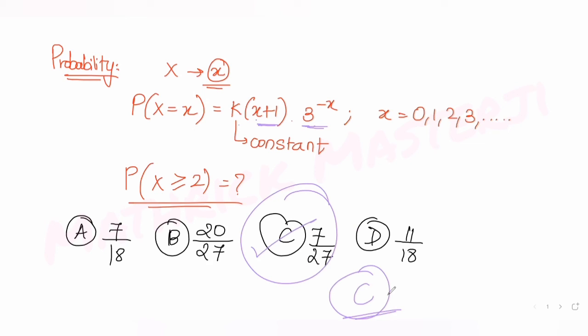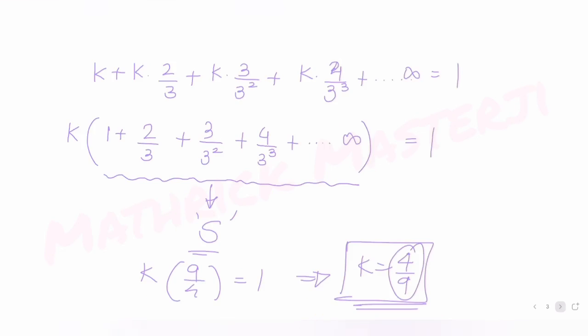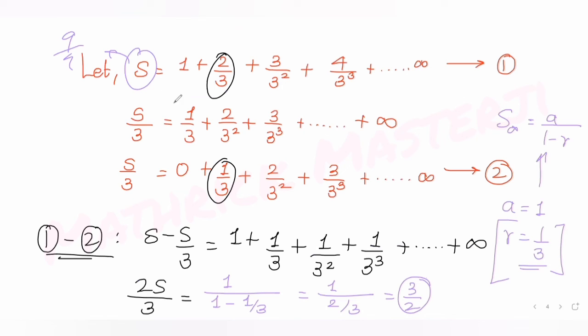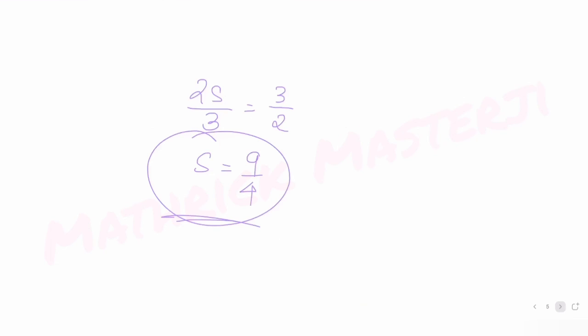I hope you have understood how to solve this type of question. So this is the idea we figured out. Once we got the sum of the infinite series, we just used that idea, dividing it by 3. That was the only adjustment that you need to understand in this question. Once you get that s, you can easily solve the entire question on probability. And that gives you the answer as 7 over 27.